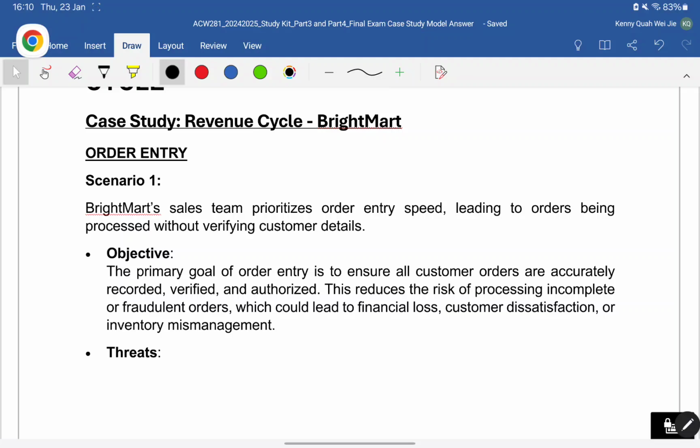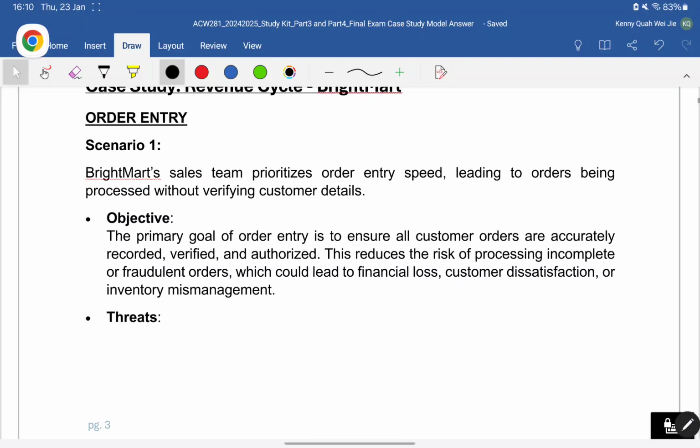Example, all right? It might be, it might not be. So when you come to these kinds of questions, the first thing you should do is understand the objective first. So here, look at the objective. The primary goal of order entry is to ensure all customer orders are accurately recorded, verified, and authorized. This reduces the risk of processing incomplete or fraudulent orders, which lead to financial loss, customer dissatisfaction, or inventory mismanagement. These are the objectives.